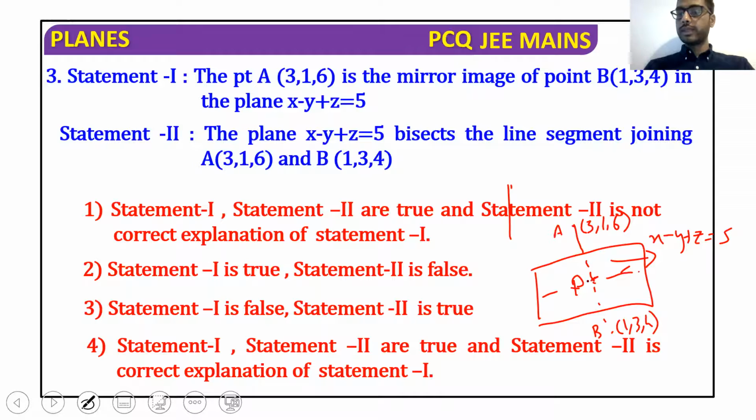This point P is going to be midpoint of A and B. So obviously the plane is bisecting the line segment AB. Therefore I can say that x minus y plus z bisects the line segment of A and B. So this should be correct. And point A, okay. So if my statement 1 and statement 2 are true, I can say that statement number 2 is the reason for statement number 1. And hence option number 4 can only be the correct answer.